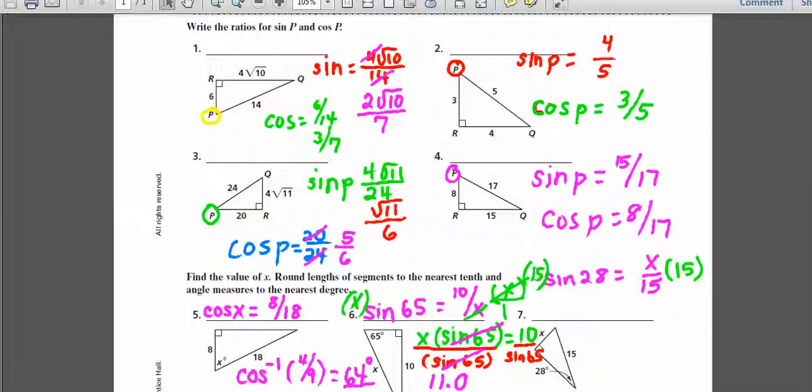Let me just cross off these two 15s here. So just type that in the calculator. 15 times the sine of 28, and you should get 7.04. Let me just check. I'm supposed to round this to the nearest degree, or the length to the nearest tenth. So I'm going to round this to 7.0. And it doesn't say.